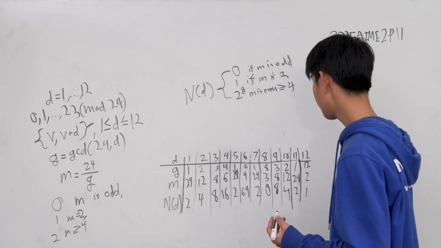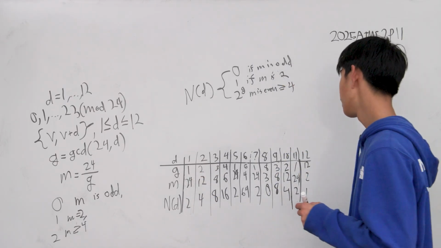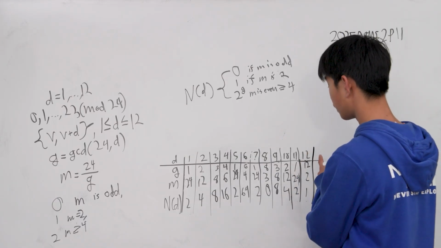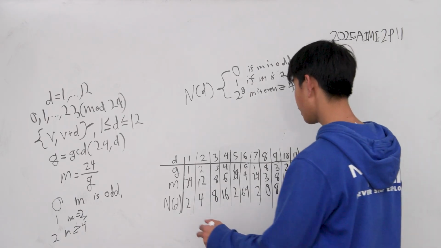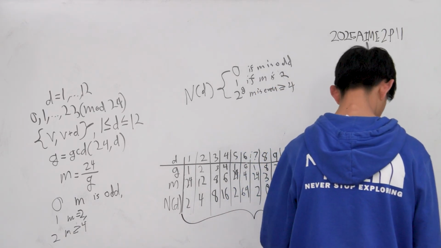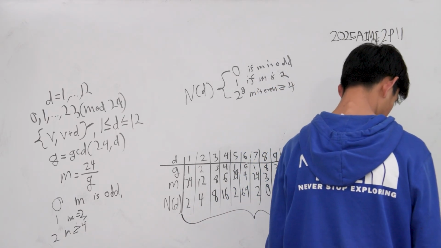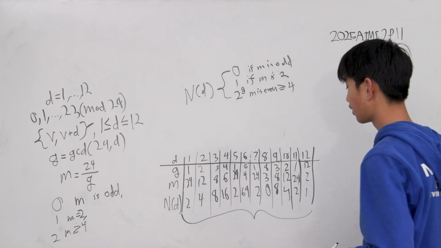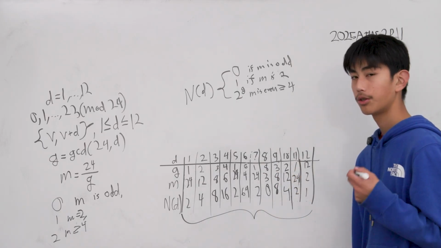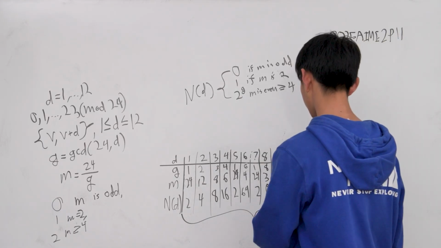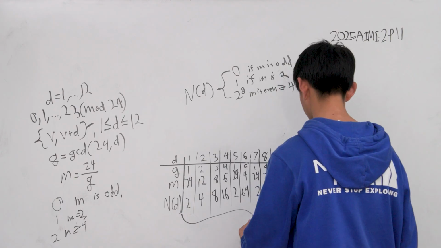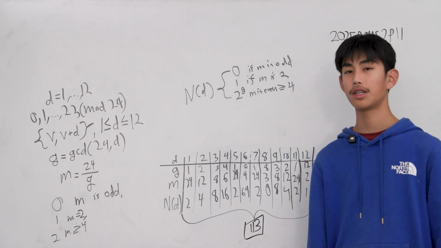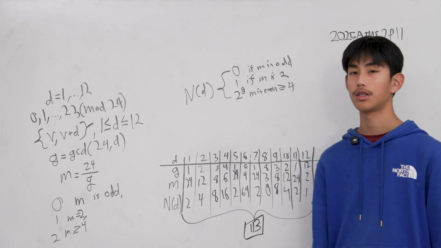You can keep on doing this redundant process until you have all of them solved, even D equal to 12, and then you want to sum up all of these numbers. Once you sum up 2, 4, 8, 16, 64, all of that, the total sum is going to be 113. And 113 is our answer for this problem.